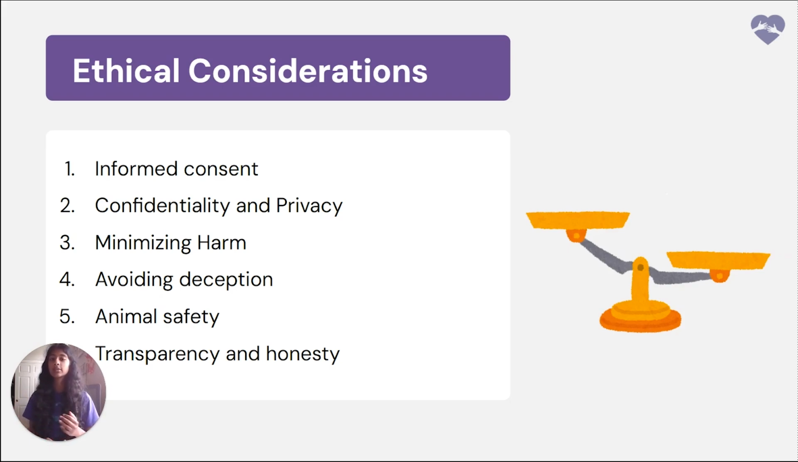And the fifth one is animal safety. This is mainly for studies involving animals where we must ensure humane treatment using alternatives to animal testing whenever possible. And the sixth one is transparency and honesty, which means being open about the research process, funding sources, and reporting results truthfully. It's really important not to fabricate data because most people are caught in the future, and as a researcher, we're all trying to contribute something to the research environment, and fabricating data is not the way to do that.